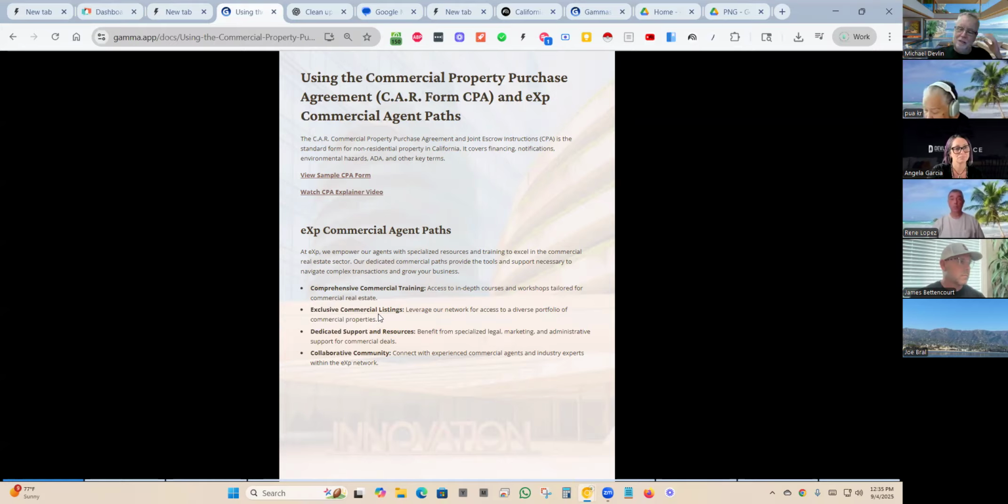I have agents ask me, how do I get a commercial real estate license? The answer is there is no such thing. There's just a real estate license. And that real estate license allows you to do residential or commercial transactions. Okay, so you're cool on that account.